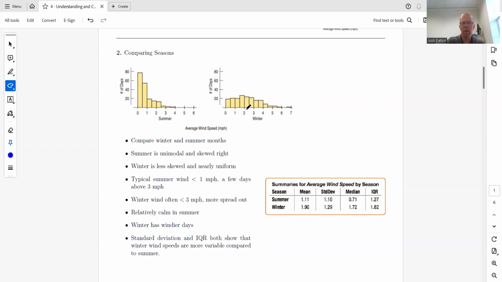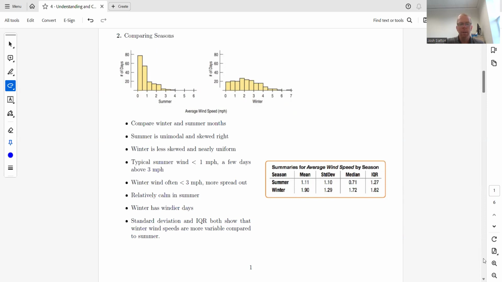So the range coming all the way up to over at least 4 before we start to really drop off up here. With summer months, really everything's below 1. Maybe you could go up to 2. Relatively calm in the summer. Winter has windier days. Standard deviation and IQR, so if we look over here, show that the winter wind speeds are more variable. So the higher the standard deviation and the higher the IQR, the more spread out the data, if you remember from last time. So standard deviation, as you recall, is the average distance the data points are from the mean. So the more spread out, the higher the standard deviation will be.